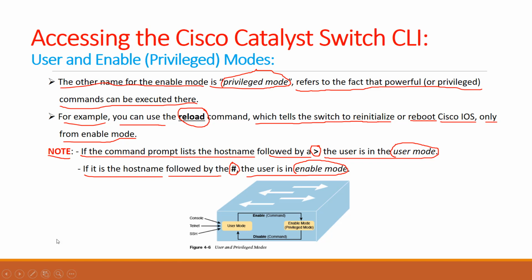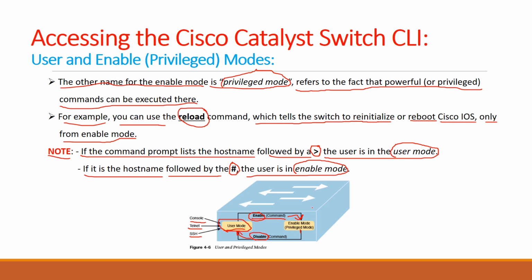As we mentioned, to access the switch, you have three options: the console port, Telnet or SSH. Once you access the switch, you will go to the user mode. If you type the enable command, like we typed enable only, you will move to the enable mode. If you type disable in the enable mode, you will go back to the user mode.